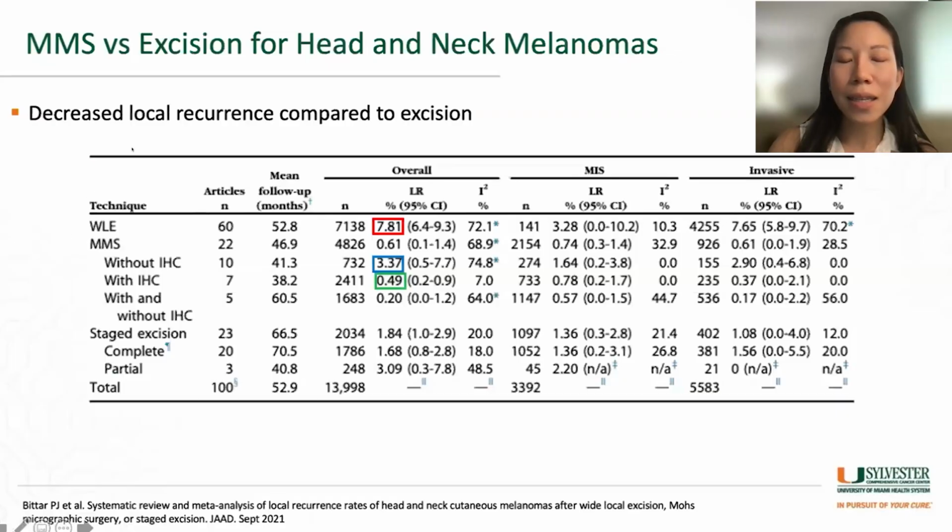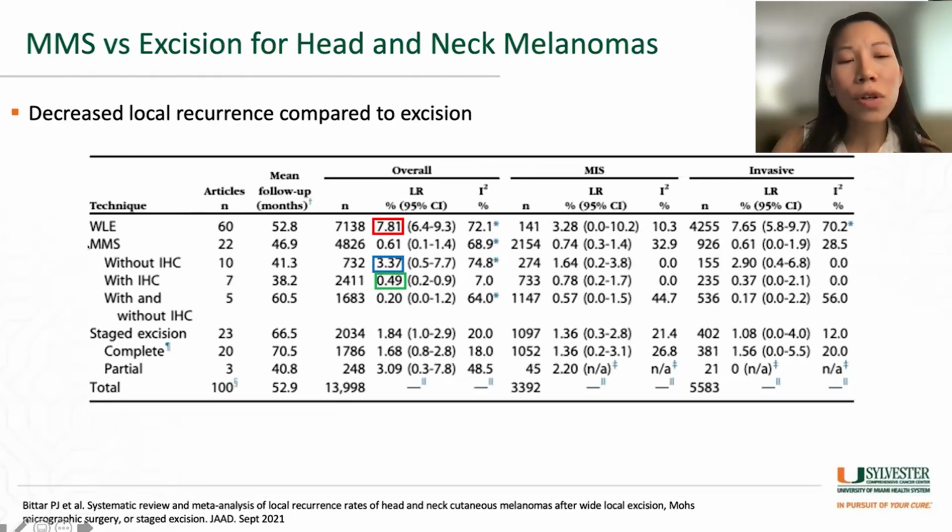So I want to highlight some important papers looking at MOHS versus excision for head and neck melanomas. This is a systematic review, which is high-level evidence, looking at wide local excision and MOHS with and without immunohistochemistry. LR here represents local recurrence, and I want to highlight that in the systematic review of 60 studies, the wide local excision recurrence rate for head and neck melanomas was greater than 7%, almost 8%.